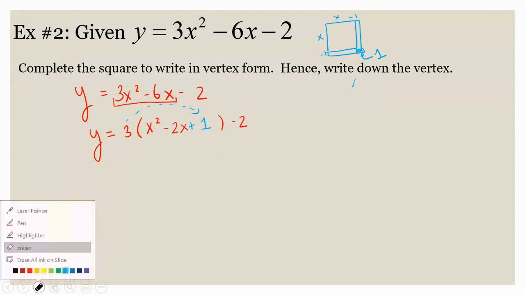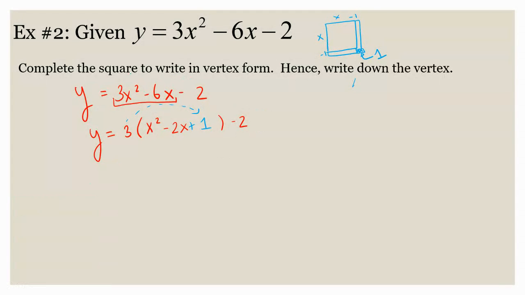So I had to remember that this number here, think about what I did here. Go back to the original one. I had already divided it out and factored out that 3. So I've got to factor it back in. So I'm really subtracting 3. Okay. So y equals 3, factor this, x minus 1 squared minus 5. Oh, bam, I've got it.